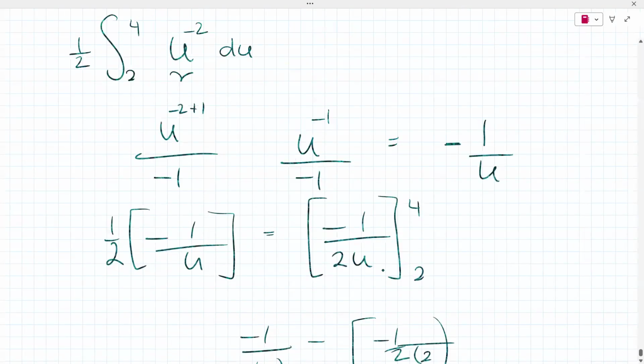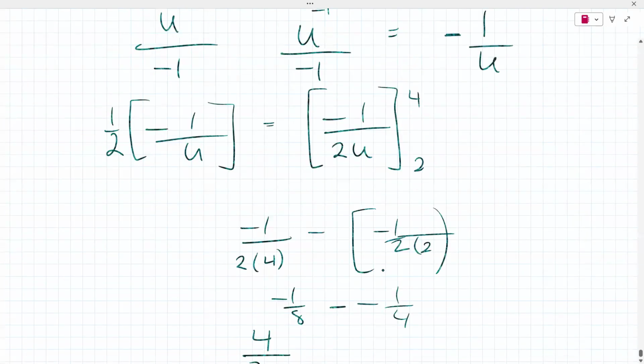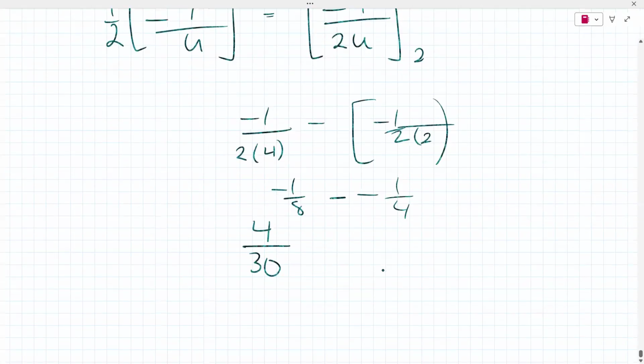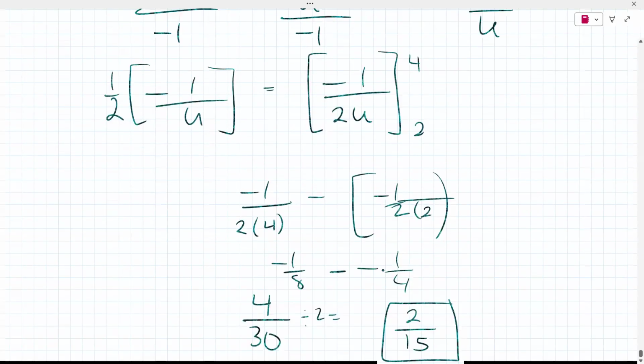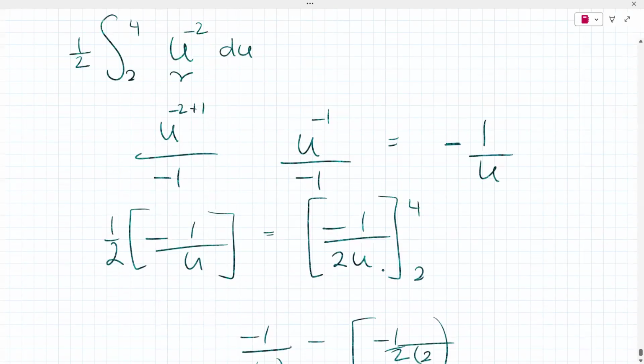But what did I do? Did I do anything wrong? Yeah, you should somehow get 4 over 30, and this may reduce by 2. So now your answer is 2 over 15. Okay, so that is your answer. So this is part one of the integral exam. There will be another part, so I'm going to stop here.